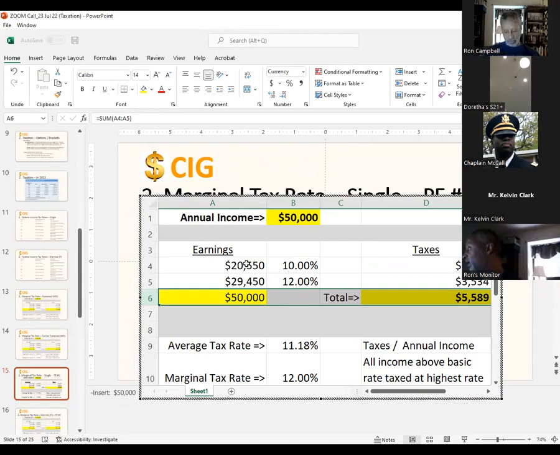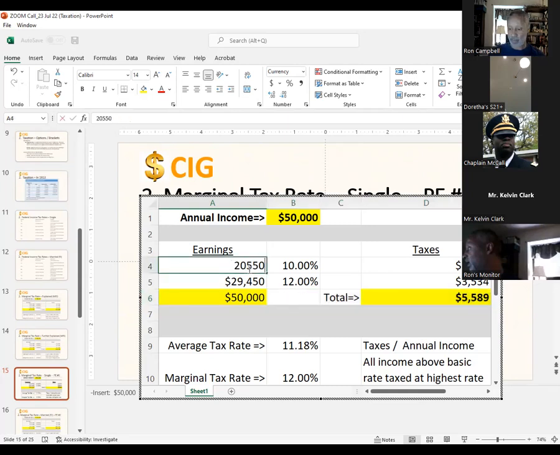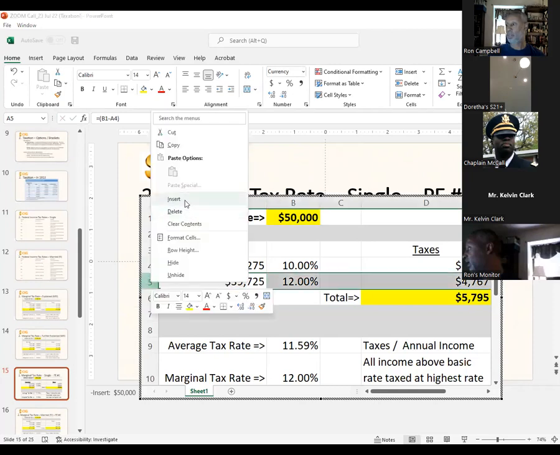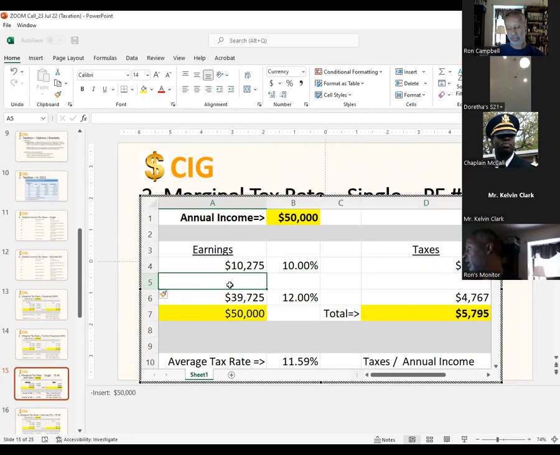So, single filer tax rate. The first 10,275 is taxed at what percent? At 10%. That's going to give you 1,027.50. And then your next bracket is going to be what? 12%.